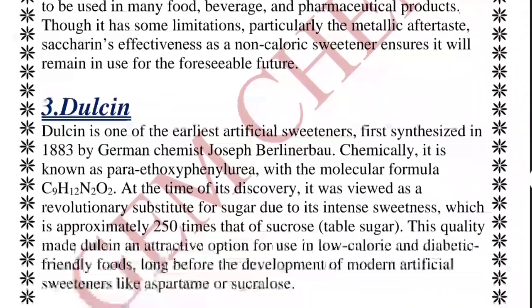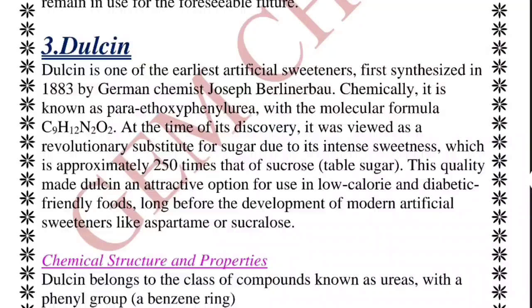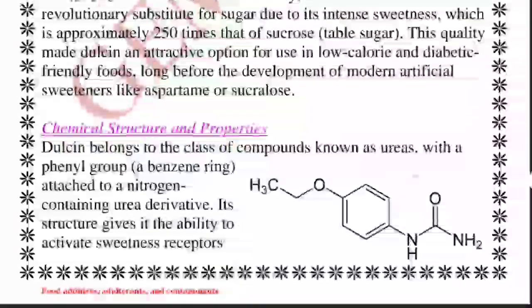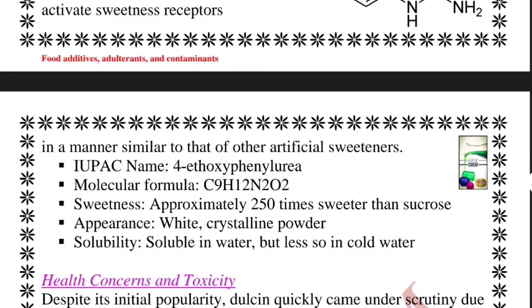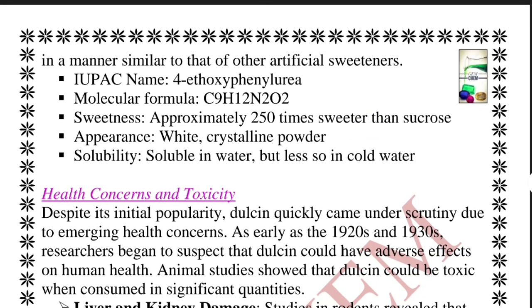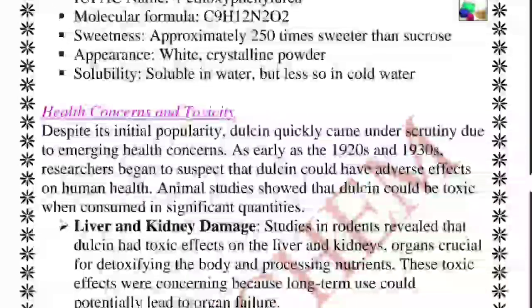Our third artificial sweetener is dulcin. This dulcin has many controversies. Chemically it is para-ethoxyphenylurea and it belongs to the class of benzene ring or phenyl group. This is the structure of it. The IUPAC name is 4-ethoxyphenylurea. It is soluble in water but less so in cold water.